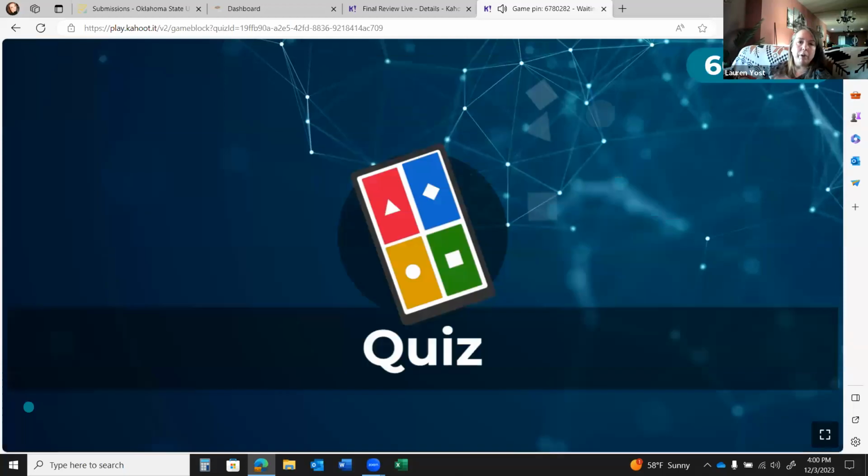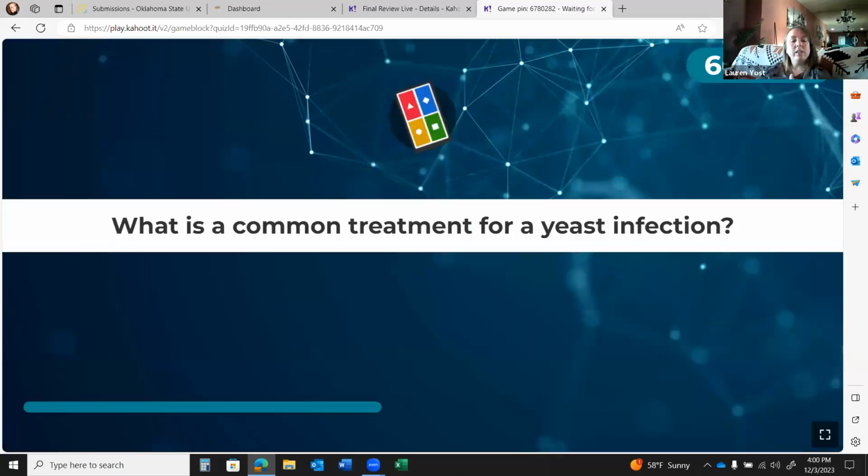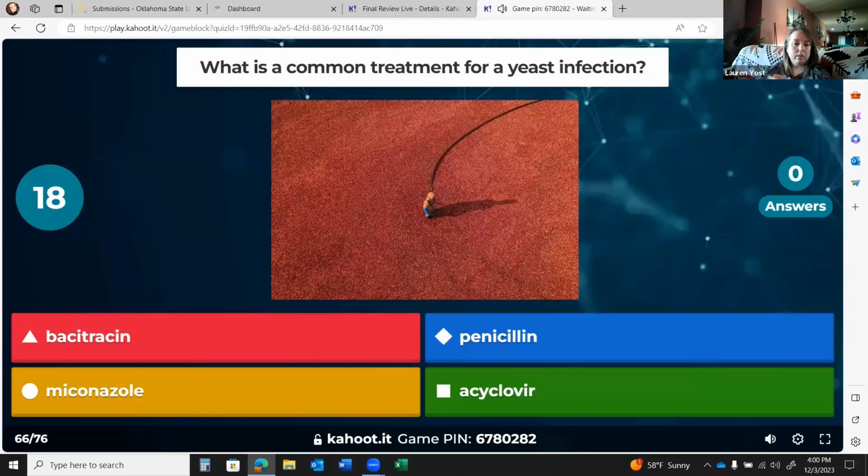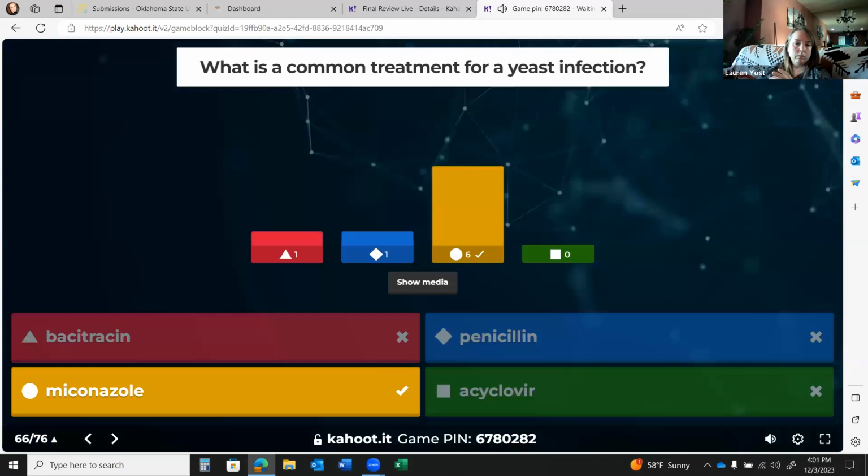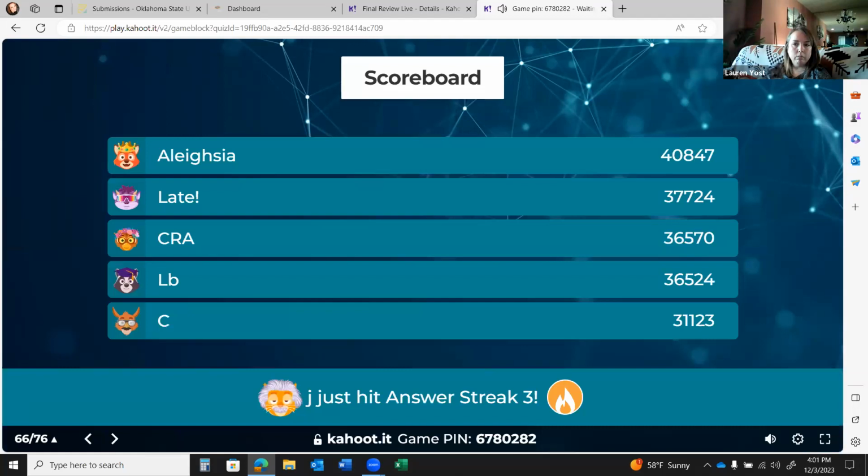All right, moving on. Probably all of that's the next questions. What is a common treatment for a yeast infection? Great job, guys. So that is going to be miconazole. Pretty safe bet here with that azole added on. This is in fact what's in Monistat.